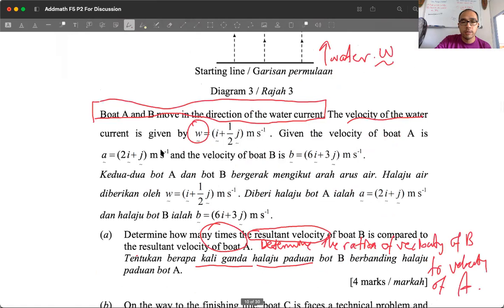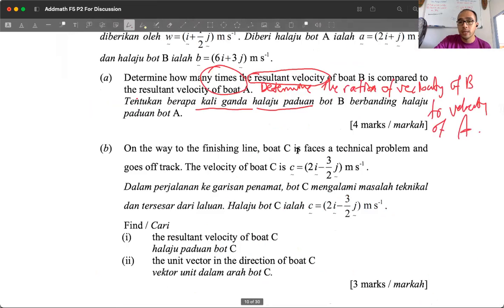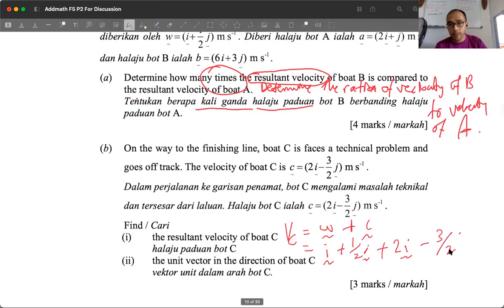Okay. So, question B. Now, on the way to the finishing line, boat C faces a technical problem and goes off track. So, the velocity of boat C is 2i minus 3 over 2 j. Find the resultant velocity of boat C. So, we still do the same thing. The resultant velocity VC equals W plus C. So, W is i plus half j plus 2i minus 3 over 2 j. So you'll get 3i minus j. Minus j, half minus 3 over 2. Yeah, 3i minus j.